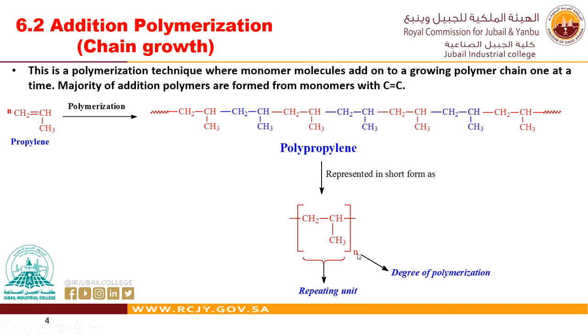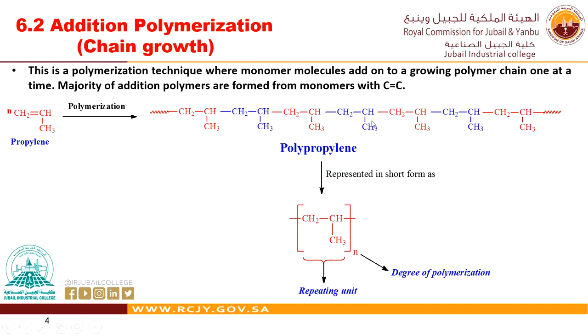So n here becomes what? 7. And you remember in chapter 4, we discussed the chemical structures of polymers. That is, polymers are usually represented in the form of a unit inside brackets, and this unit is called the repeating unit. The number of repeating units is called the degree of polymerization. We already covered this in chapter 4.